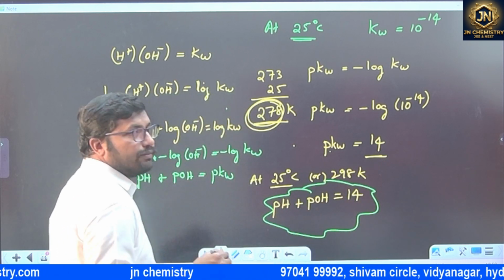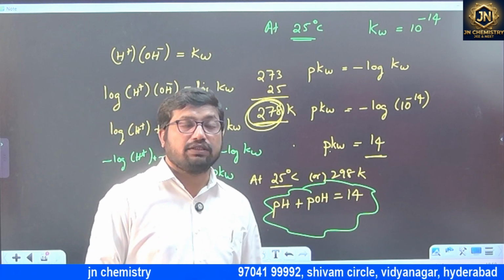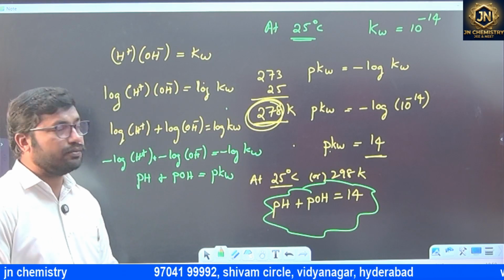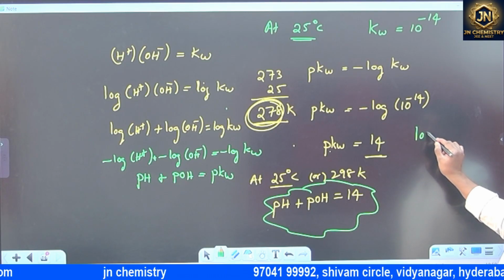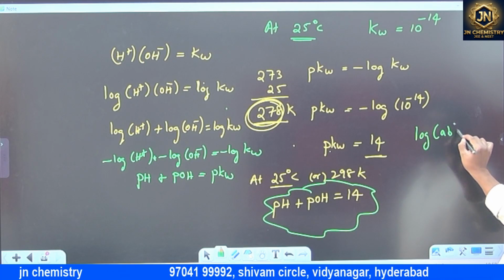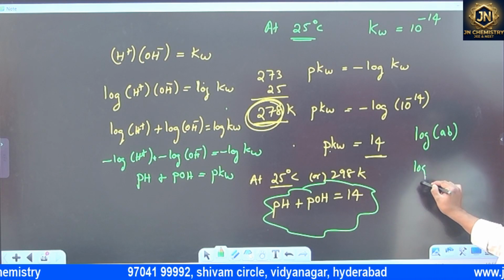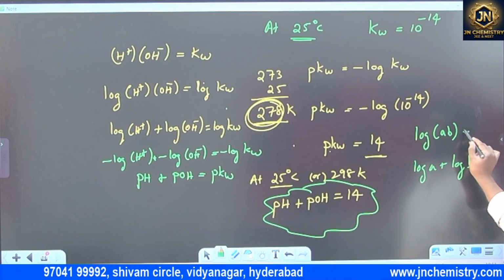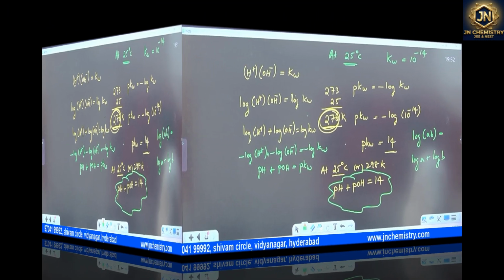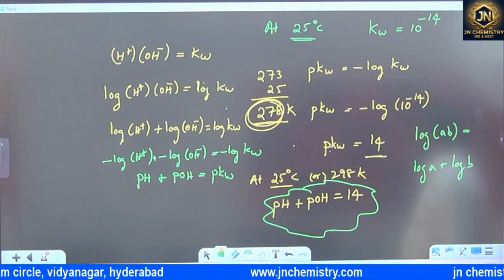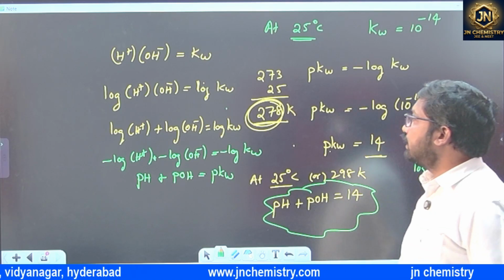Sometimes they are giving the OH minus ion concentration if they are asking the pH, so based on this, we need to solve. Write it down. Log A into B is how much now? Log A into B, not log A plus log B. Write it down there. Then this is the relationship between pH and pOH.